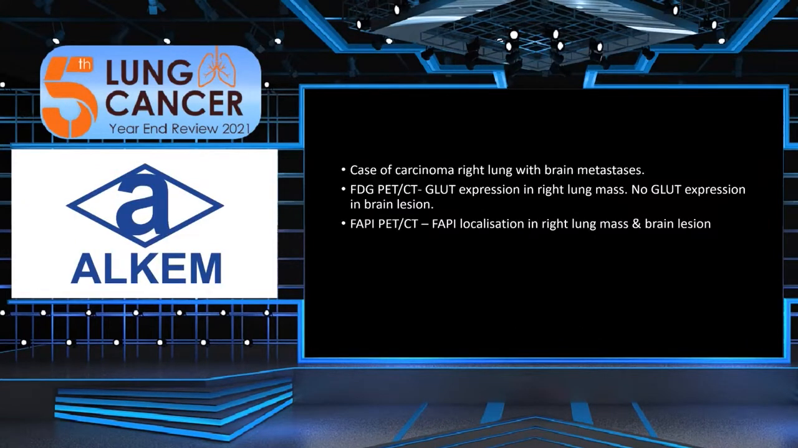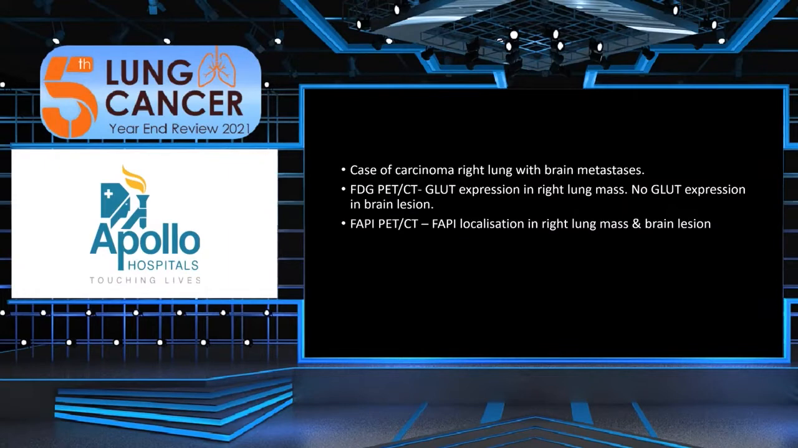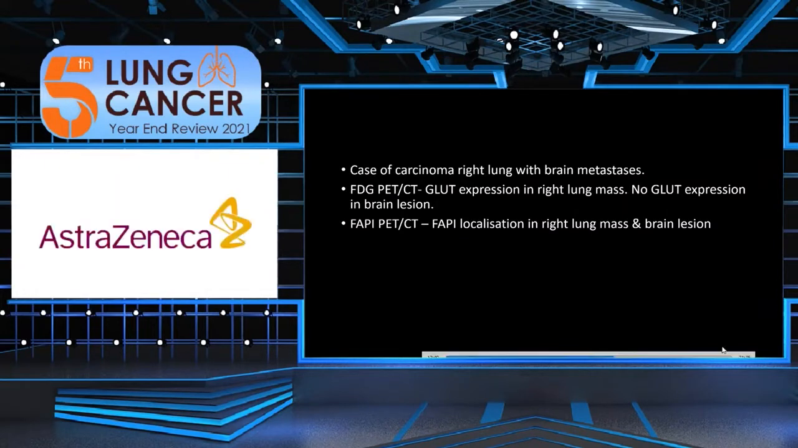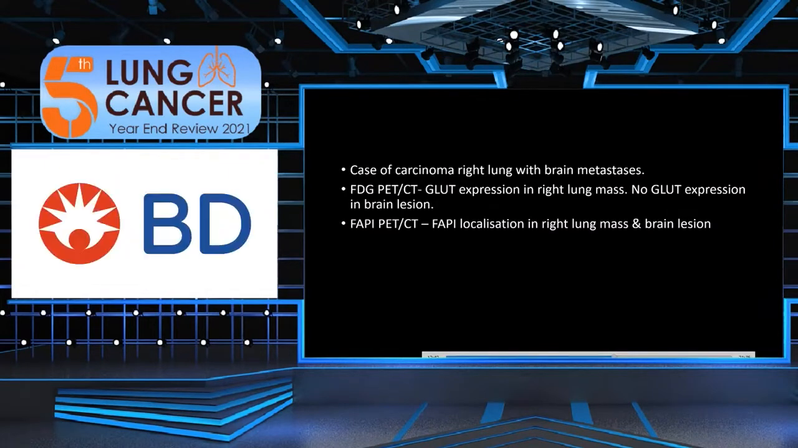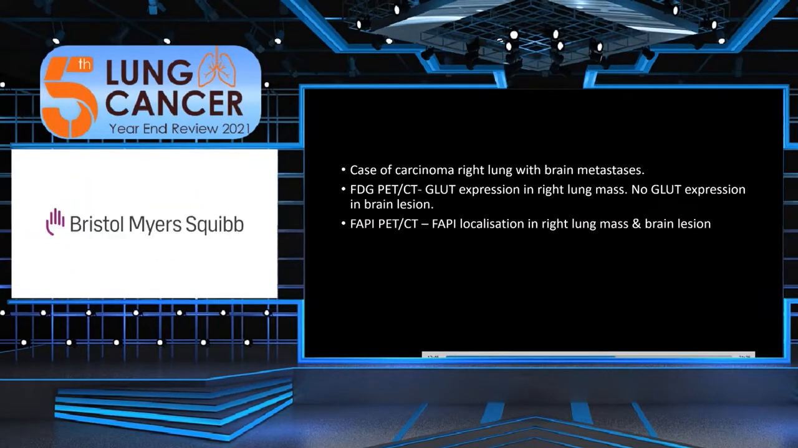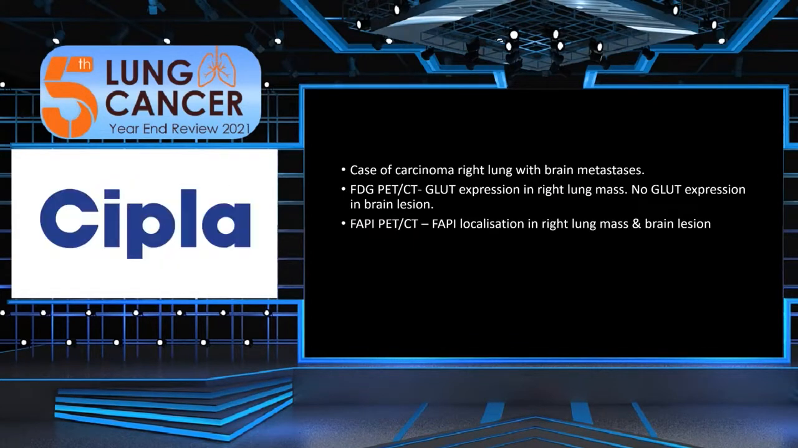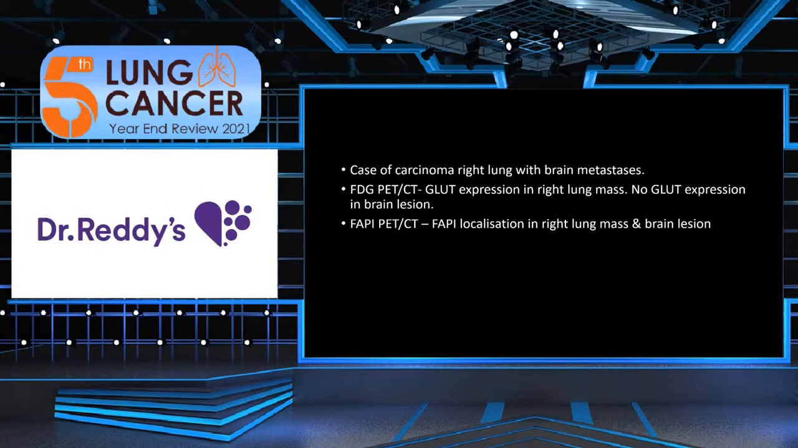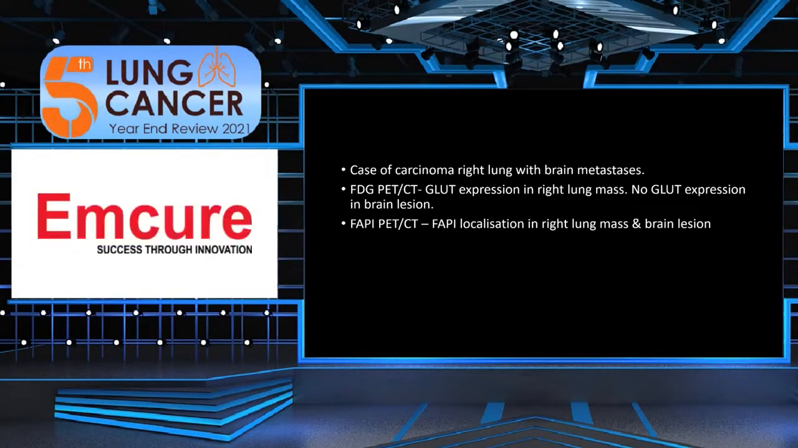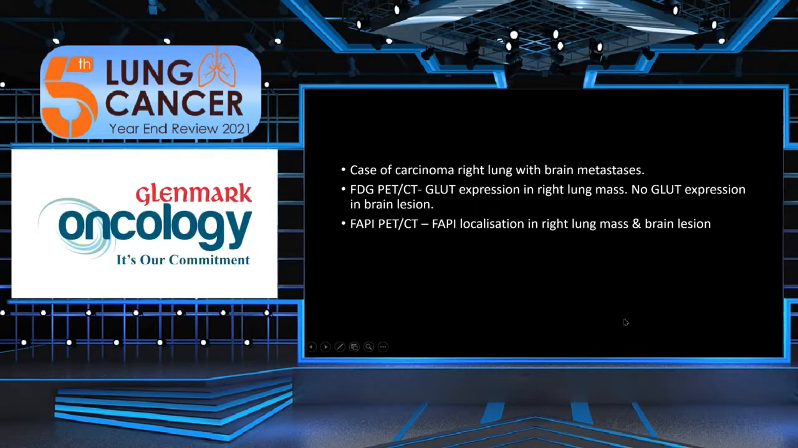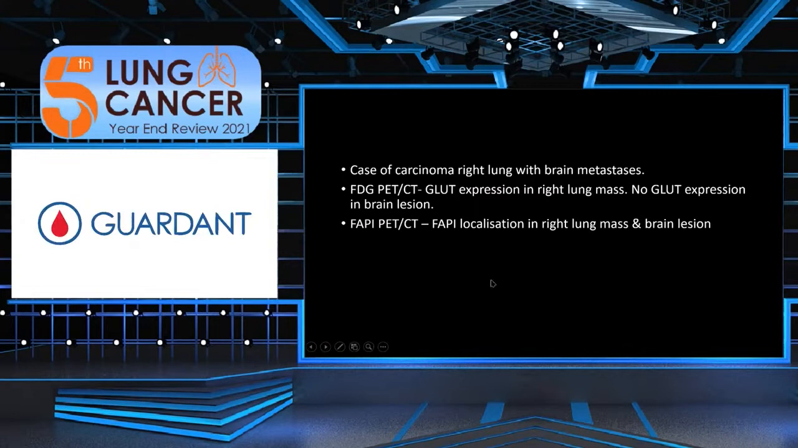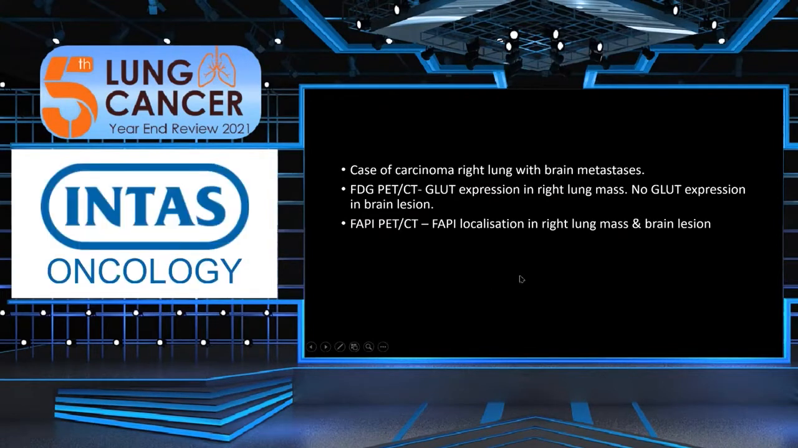Now that was a small spectrum of GI tumors we saw, and this is an example of a carcinoma right lung with brain metastasis. And lung is one region, especially non-small cell lung cancer, where the GLUT expression is excellent, and therefore FDG PET CT has been playing a very important role in the assessment of lung lesions, carcinoma lung. But how does this change with FAPI PET?